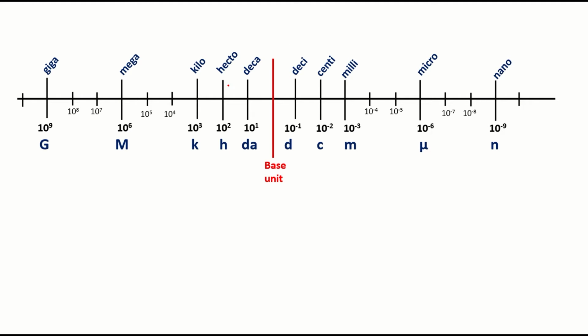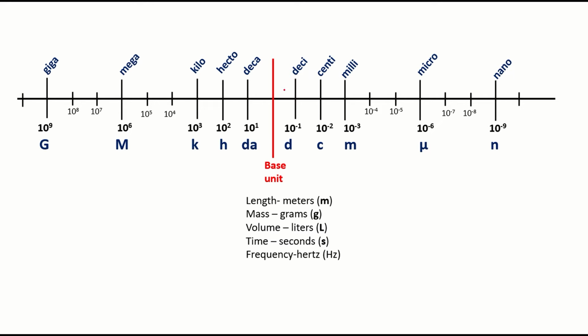Now in the metric system, we have something called a base unit. These base units are assigned for each type of measurement we want to take. For example, for length, if we want to measure length, the base unit we have is meters. The symbol is simply m. For mass, we have the base unit grams. For volume, we have the base unit liters. For time, we have the base unit seconds.